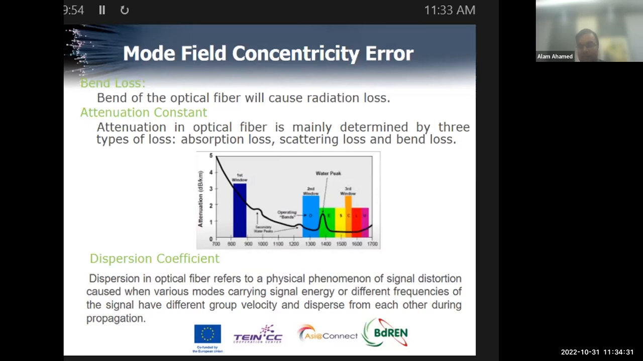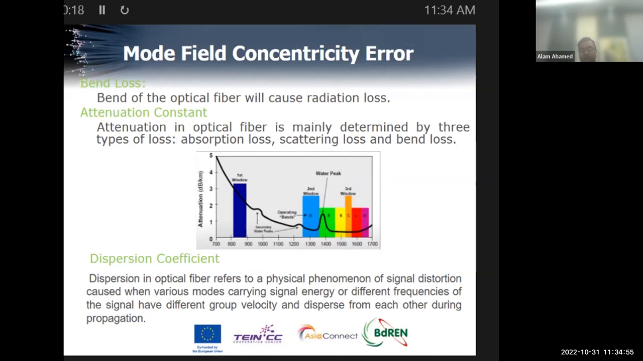Attenuation constant. Attenuation in optical fiber is mainly determined by three types of loss: absorption loss, scattering loss, and bend loss. Again, we can remember the attenuation constant has three losses: absorption loss, scattering loss, and bend loss.